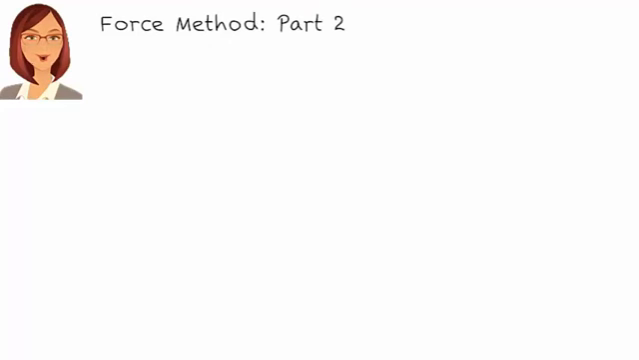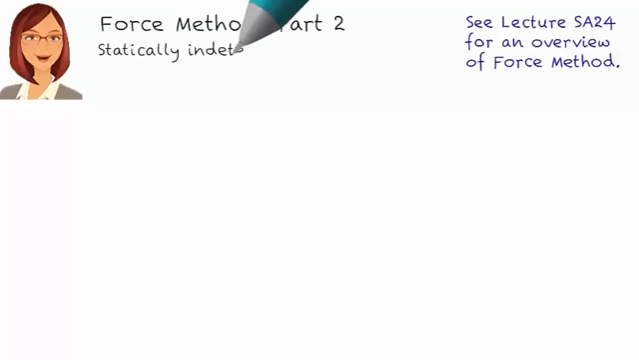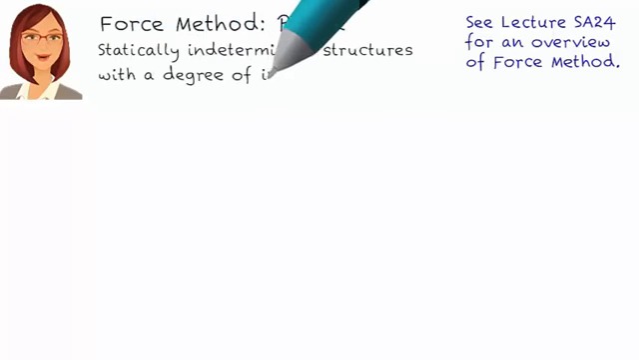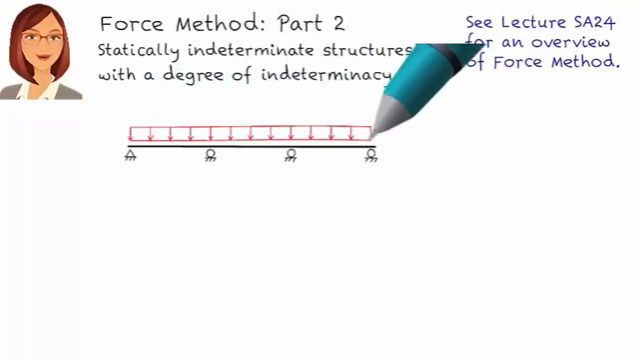Force Method, Part 2. This is a continuation of Lecture SA 24, where we began discussing the use of the force method for analyzing statically indeterminate structures. Please watch that video for an overview of the method and how it can be used to analyze beams having a degree of indeterminacy of 1. In this lecture, we are going to focus on the use of the method for analyzing beams with a degree of indeterminacy of 2. Here is one such beam.